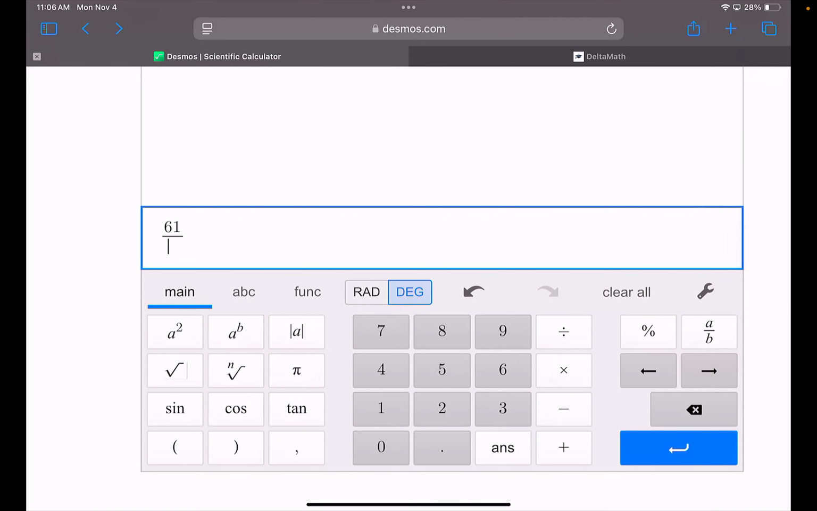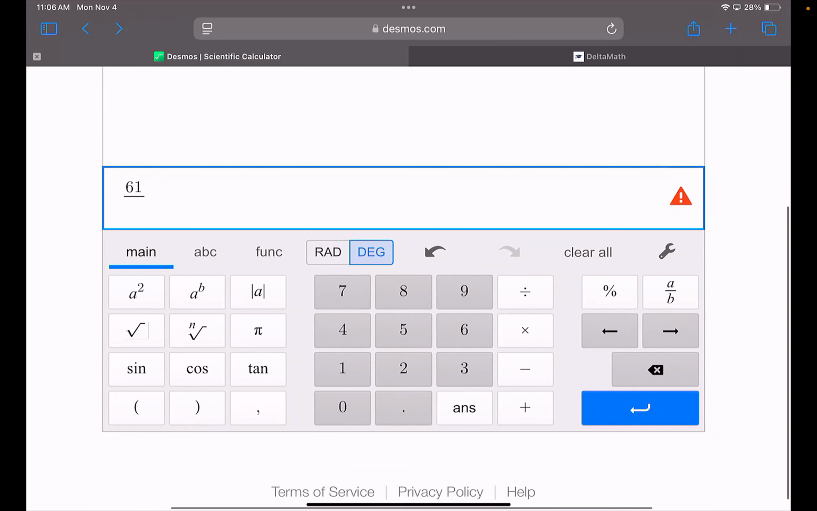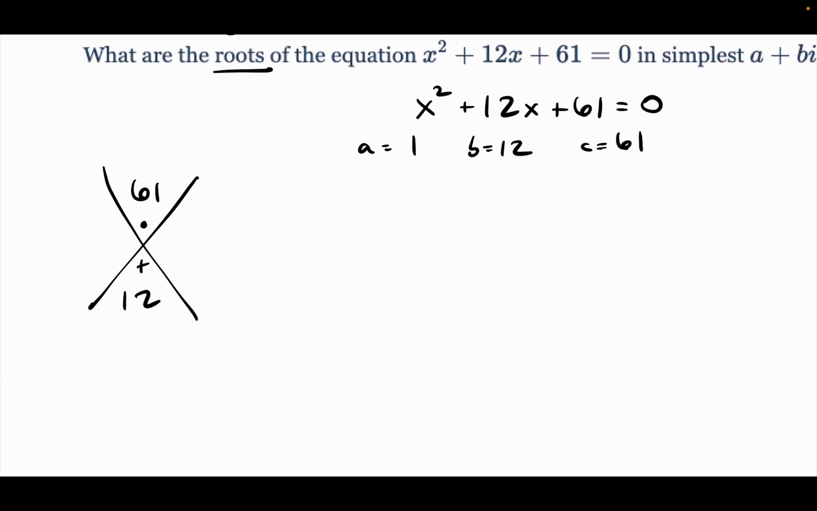61 divided by... I know 2 doesn't work. Let's try 3. No. 4. No. 5 won't work. How about 6? 7. 8. 9. 10 won't work. How about 11? Oops, 9. 10 won't work, we said. I was close. 11. 12. 13. Nothing's working. Well, if nothing's working, how do I do my X?